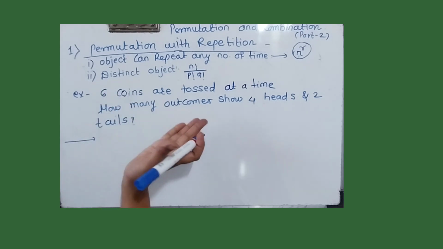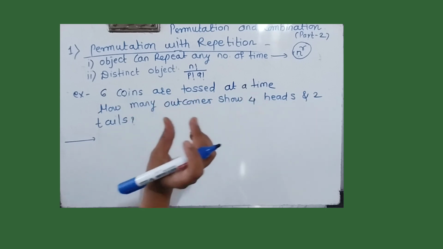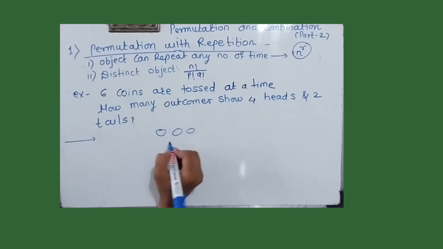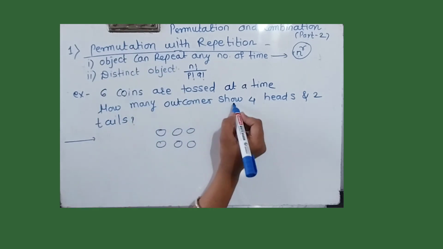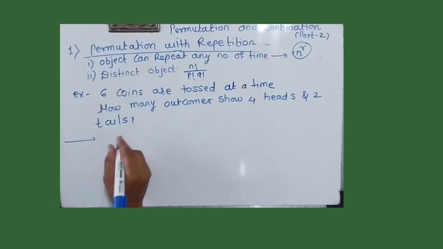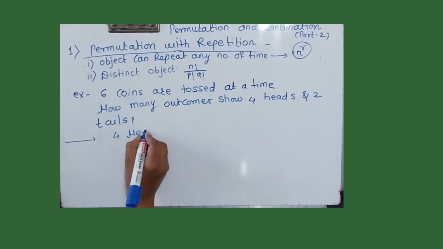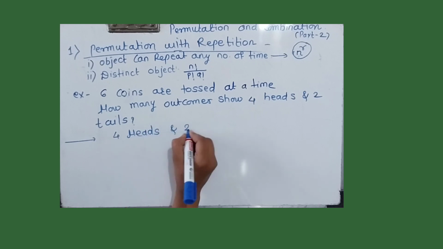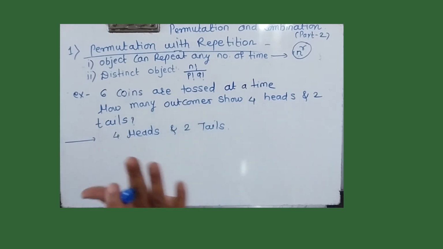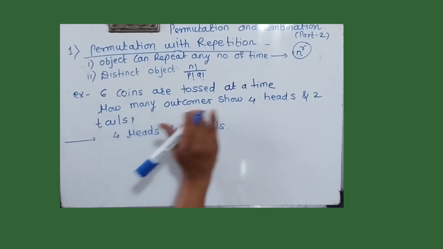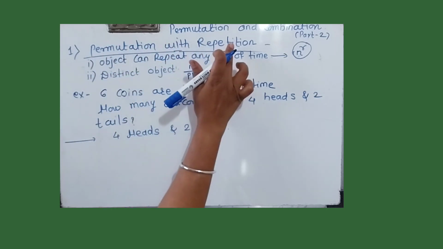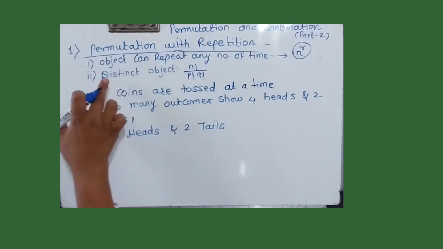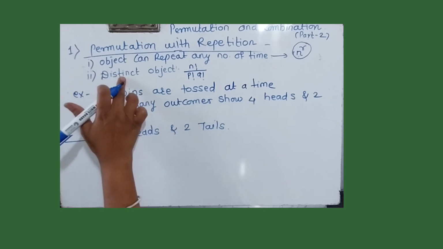See, 6 coins are tossed at a time. Imagine 6 coins. How many outcomes show 4 heads and 2 tails? See here, there is no if condition, there is no such word, it means there is no restriction. So it belongs to the first type. First type is what? Permutation with repetition. But in that, it is the second type. How? Distinct object.